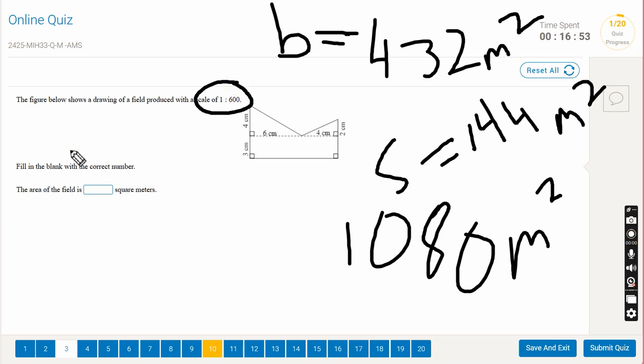So eventually you're just going to add 432 plus 144 plus 1080. What is that? 1656 is the final answer.